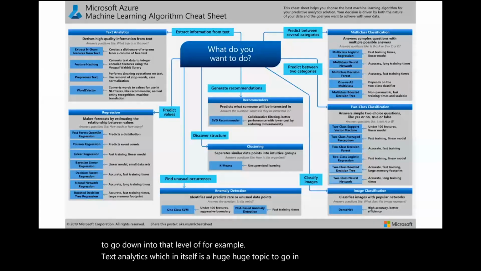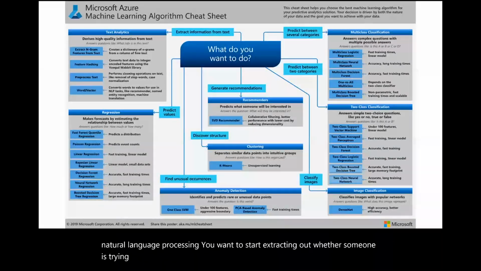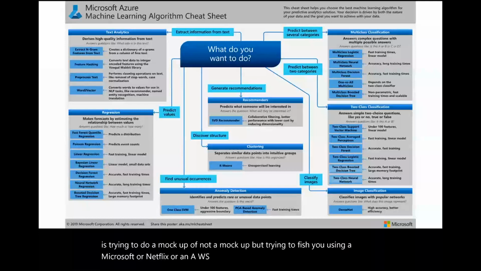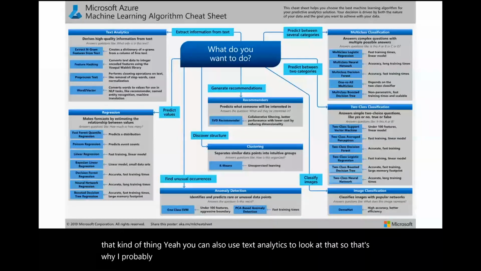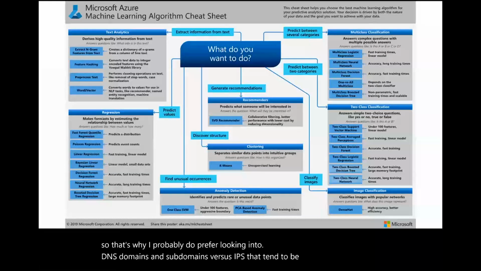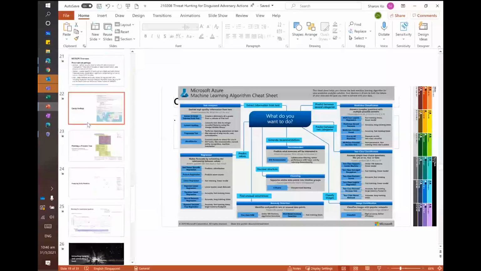You want to do natural language processing. You want to start extracting out whether someone is trying to phish you using a Microsoft or a Netflix or an AWS account, for example. Then they use MICR0, S0, FT, that kind of thing. You can also use text analytics to look at that. So that's why I probably do prefer looking into DNS domains and subdomains versus IPs that tend to be very discrete and pump and dump. They just chuck them out very quickly. Got it. Okay, thanks. No problem. Great question.